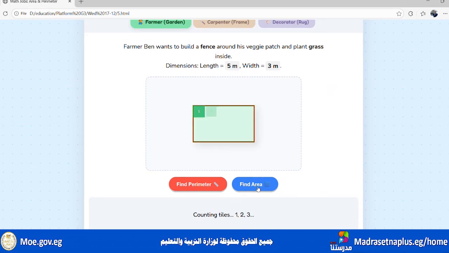Let's get the area. Area means the number of squares inside the polygon, or rows by columns, or length times width. So area is 5 times 3 equals 15. You can count squares. You will get the number 15. Yes, this is an example. Okay.